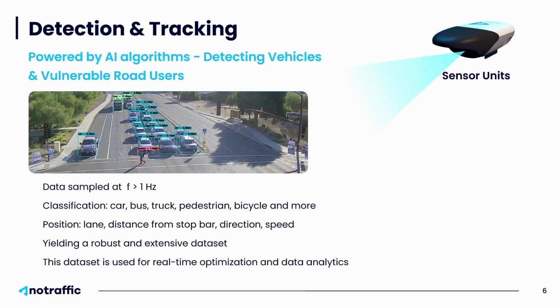We also have some general information about every road user, for example, its speed, its lane, and distance from the stop line. All of this information allows us to build a rich and extensive data set, and this data set is also used for real-time optimization, for data analytics, and in addition, when we build simulations to create scenarios. We can take this count and create accurate scenarios.